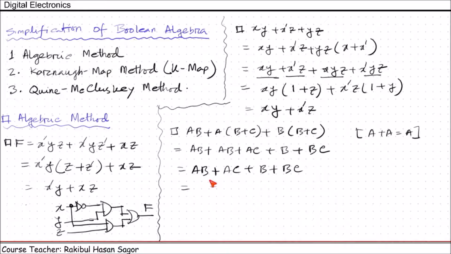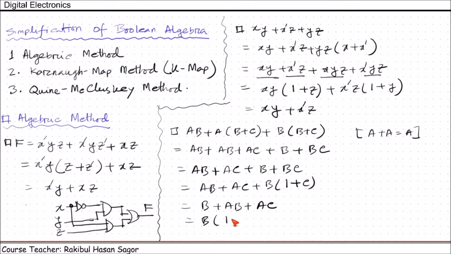Now if we take b common from here, we'll get 1 plus c. 1 plus c will always return you 1. So we have b plus ab plus ac. Next, if we take b common, we'll have b times 1 plus a, plus ac. 1 plus a equals 1. So we can write b plus ac. So this is the simplified version of this expression.